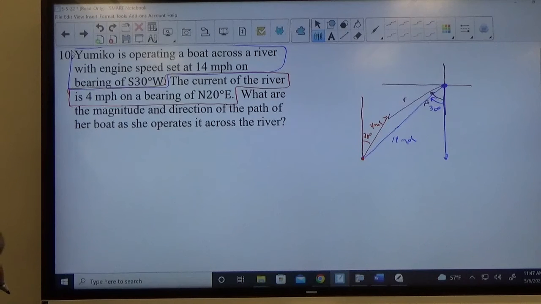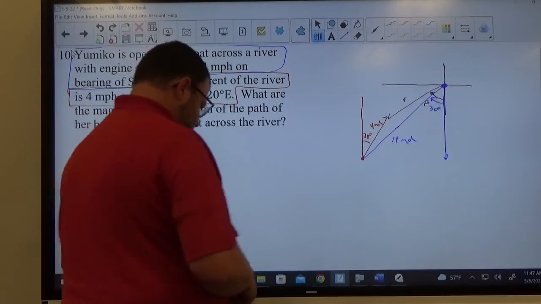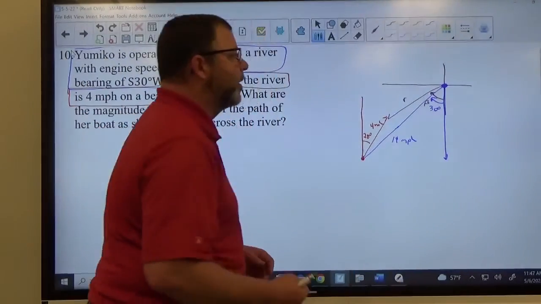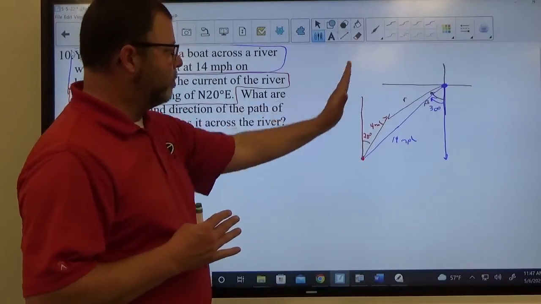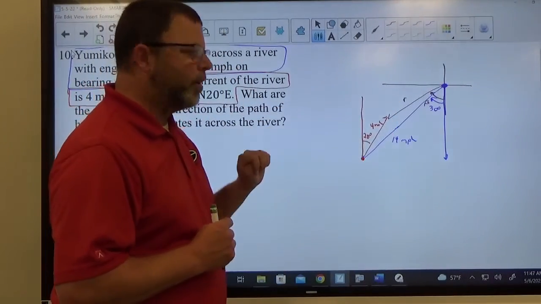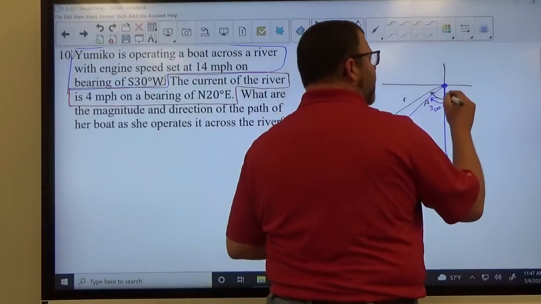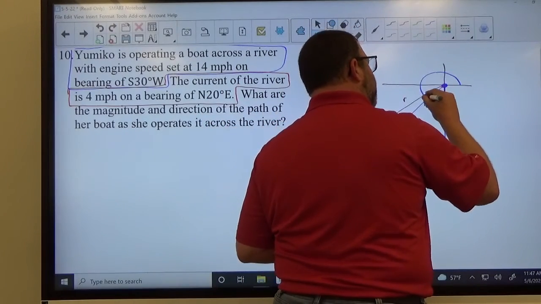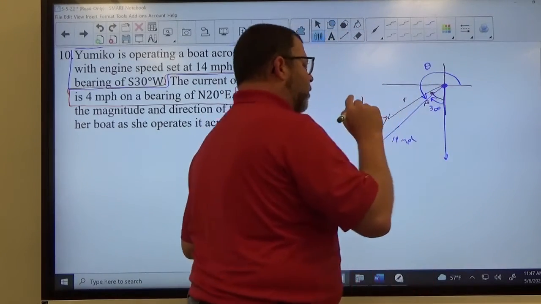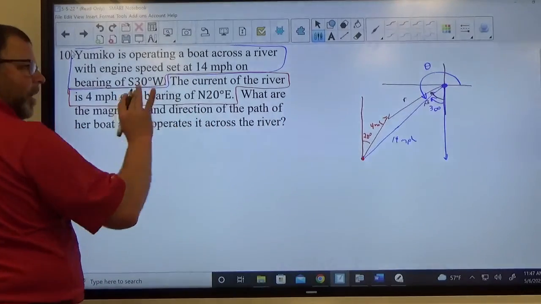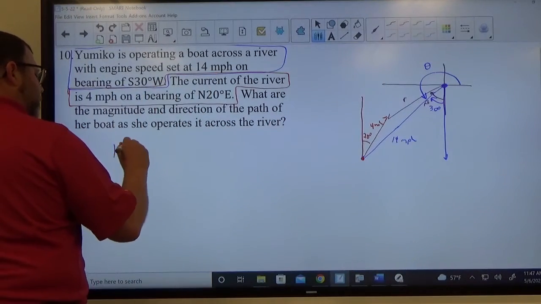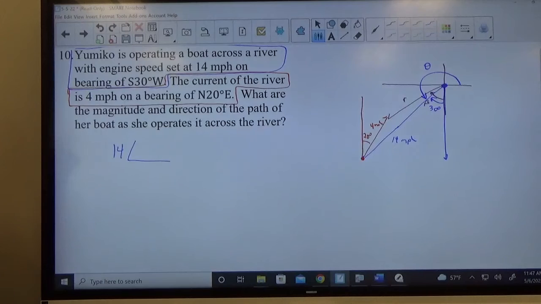First thing I want to do is construct a vector addition problem to represent the problem situation. So, I need to consider a coordinate axis at each point for both the boat and the current. And I want to figure out what theta is for each of those vectors. So what's theta for that one, first of all? So the first vector, the blue vector, is a 14 mile per hour vector. That's the magnitude. I want an angle theta to deal with it the way we've been dealing with it.